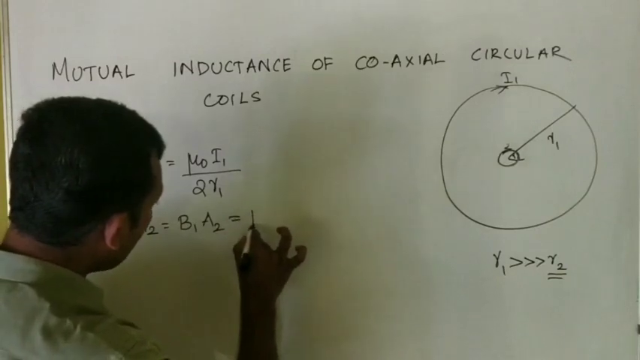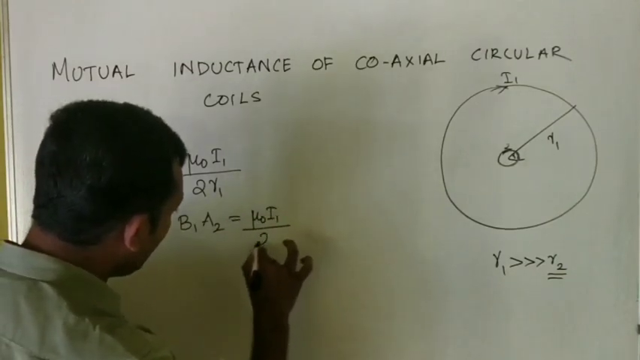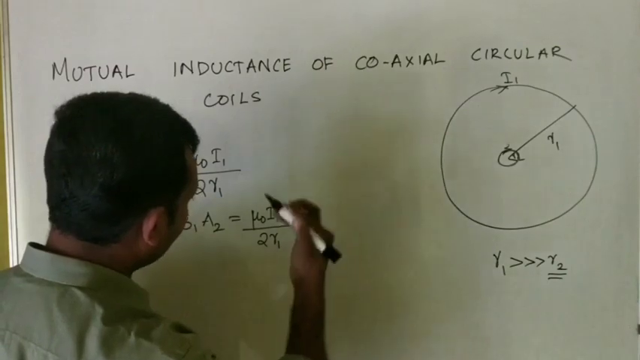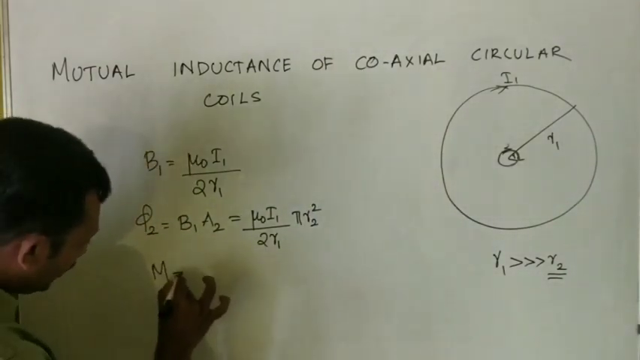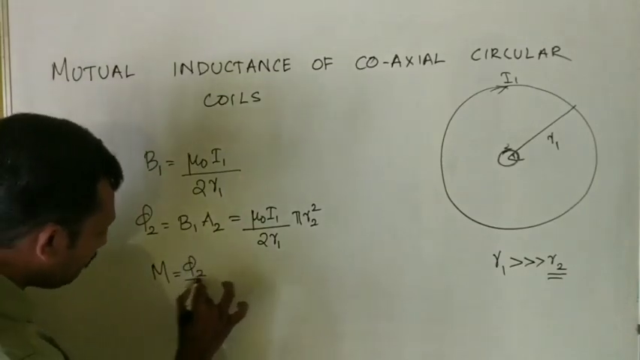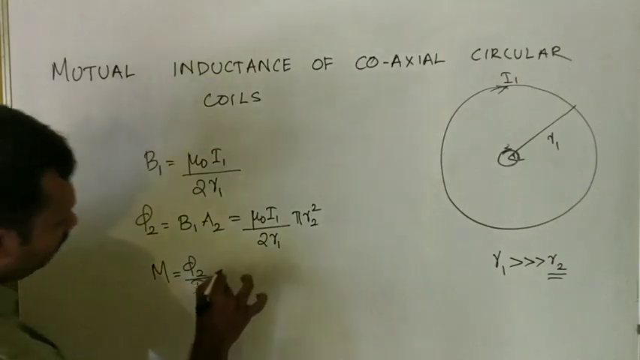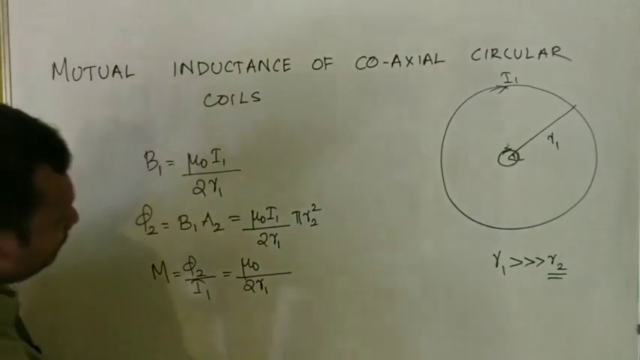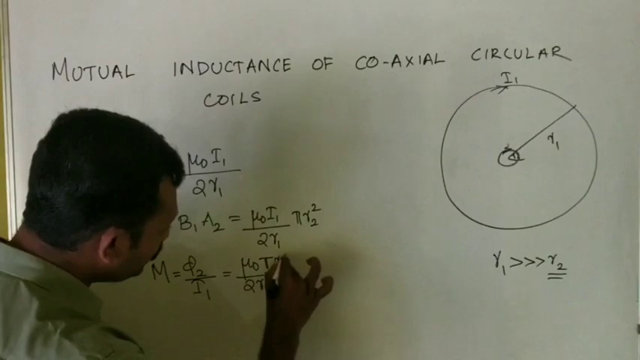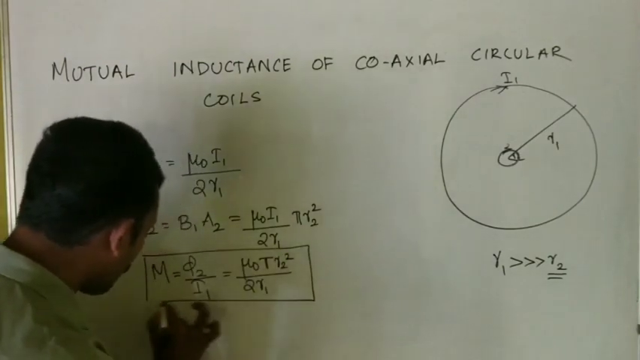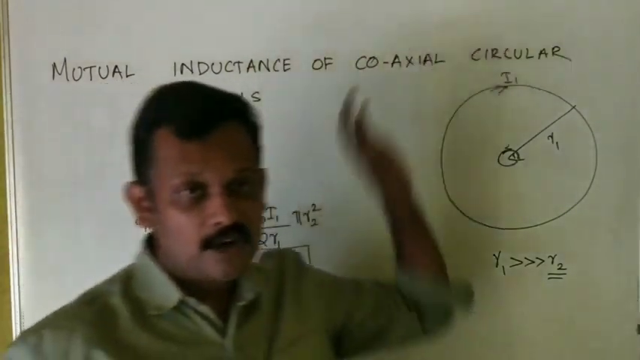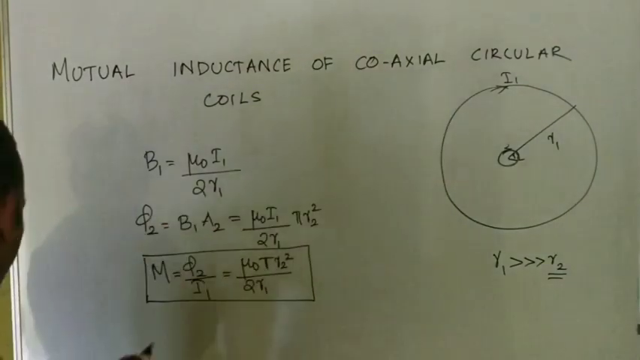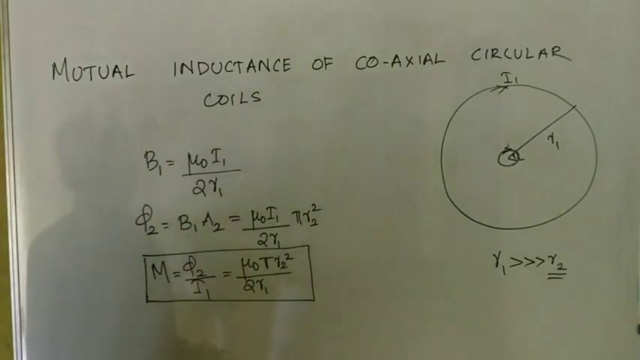Therefore, the flux linked to the second coil is B1 A2. B1 is equal to mu 0 I1 divided by 2 R1, and A2 is pi R2 square. According to our knowledge, the mutual inductance M between the pair of coils is equal to phi 2 divided by I1, which is equal to mu 0 divided by 2 R1 into pi R2 square. So this is the mutual inductance of a pair of coaxial or concentric circular coils: mu 0 pi R2 square divided by 2 R1.